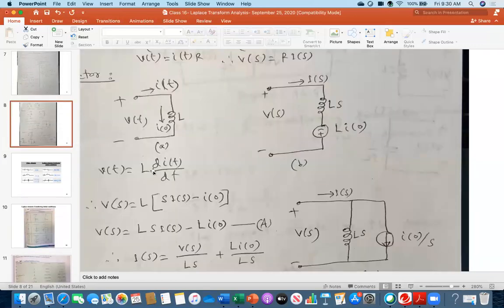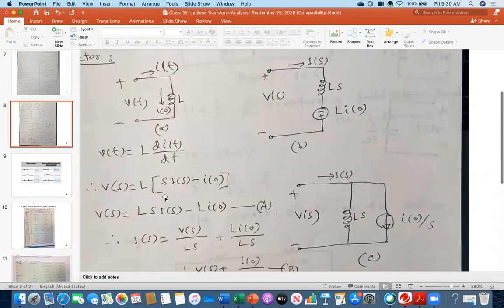So you see what I did? It was L di/dt, so s I(s) minus I0, and then I am just multiplying. So L s I(s) minus L I naught. This is equation number A. Now, V(s) is a voltage and it has two components. This is one voltage and minus this term is another voltage.